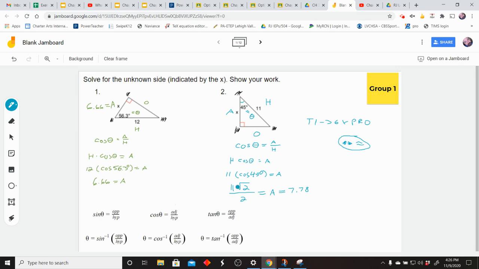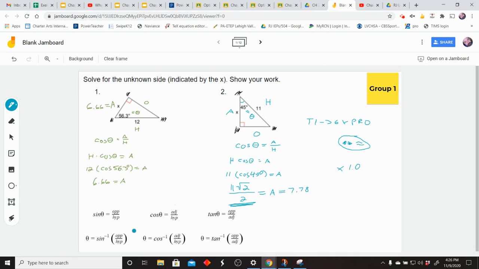So again, to get from this annoying 11 root 2 over 2 into a decimal, either just multiply it by 1.0. That would do the trick. Or you can just hit this button if you know what that button is in your calculator. So that's how you can do that one.